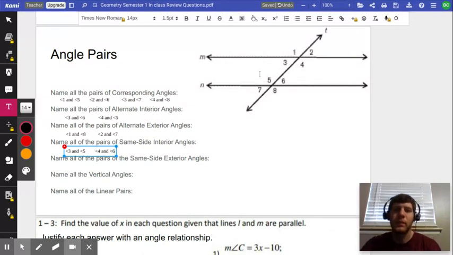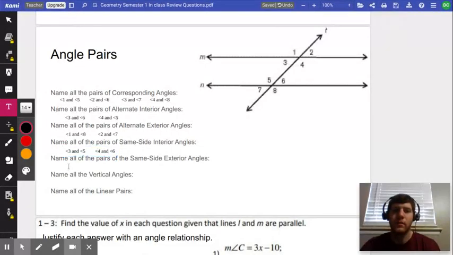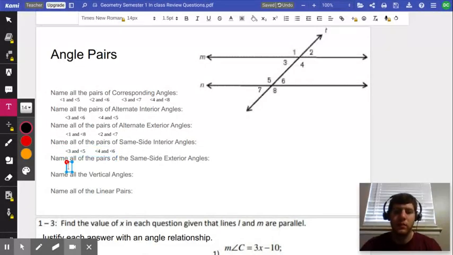Okay. Same side exterior angles are on the same side of the transversal and on the outside of those two lines, M and N. So 1 and 7, and then 2 and 8. So angle 1 and angle 7, angle 2 and angle 8.